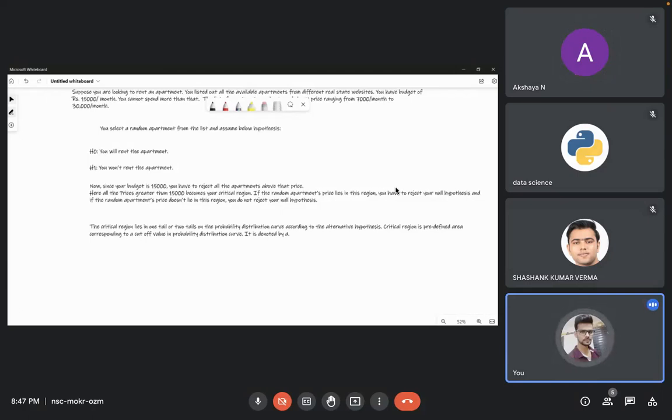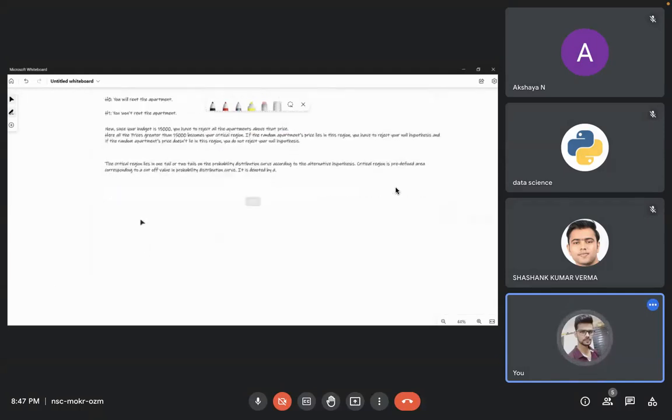going with the critical value. So here we can see, like we understood, it's a one tail testing. The critical region is the predefined area corresponding to a cutoff value in the probability distribution curve. So what is the probability distribution curve? It's a bell shape curve and denoted by alpha. So let me draw that part, then I can explain this part.